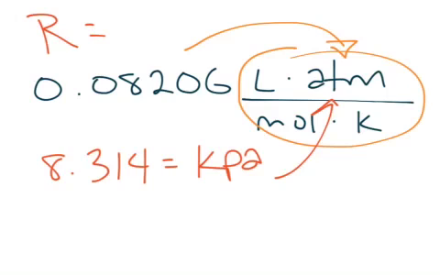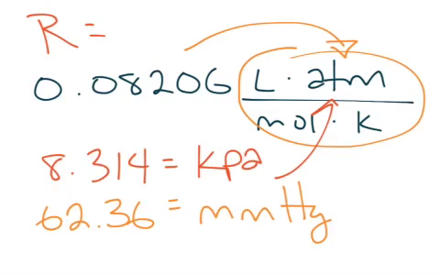And then the other one that we used in Honors Chem was 62.4, but in AP we're going to say 62.36, and that one goes with millimeters of mercury. So unfortunately, if you get a unit of pressure that's not atmospheres, kPa, or millimeters of mercury, you will have to do a conversion for the pressure before you plug it into the equation.